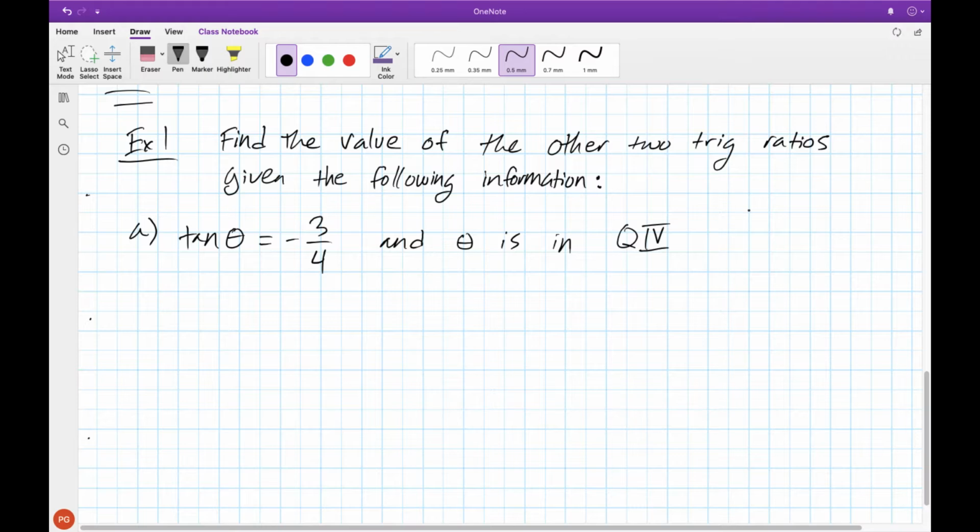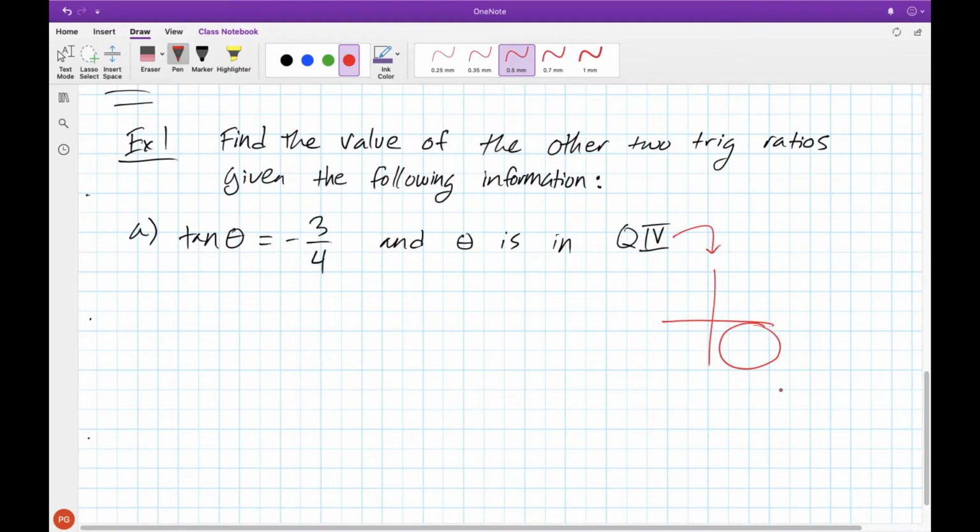So we want to find the value of the other two trig ratios given the following information. If we know tangent of theta is equal to -3/4 and theta is in quadrant 4, that tells us we're going to be looking for sine and cosine. But when you're doing these types of problems, it's really important to pick apart the information you have and use it before you try and solve directly for sine and cosine.